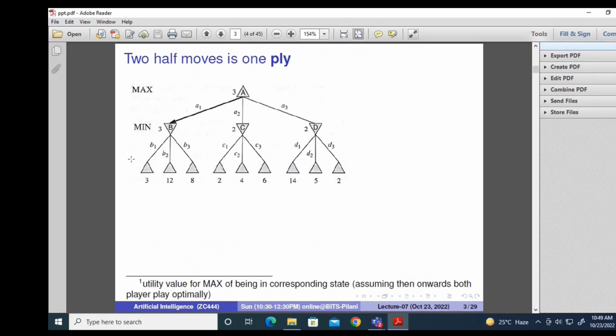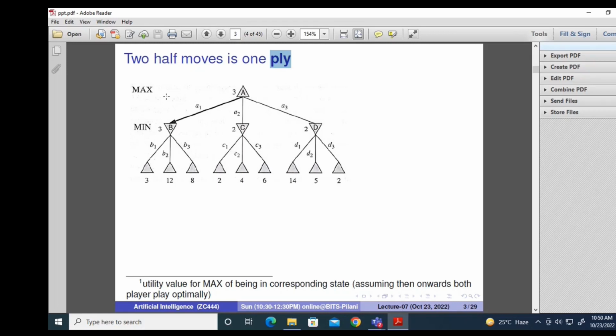We have also discussed this a little bit in the last class: a ply means the game moves in a dual manner. One would be your turn and the opponent's turn, and then it becomes one ply. Since in one ply you have multiple options to go, let's assume three actions you can take, a1, a2, a3. With respect to every action, min also can take some action. Let's assume b1, b2, b3 are the actions he can take.